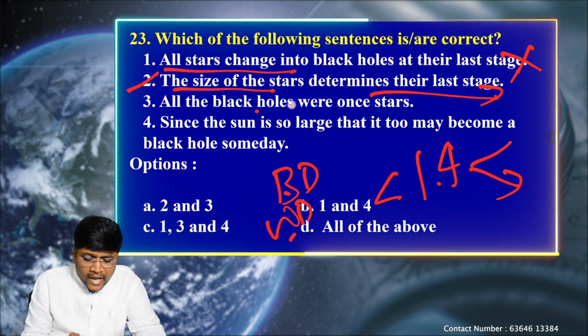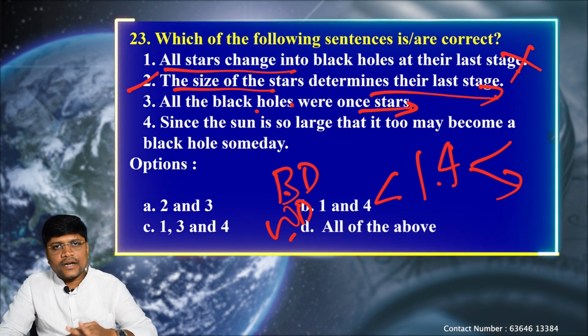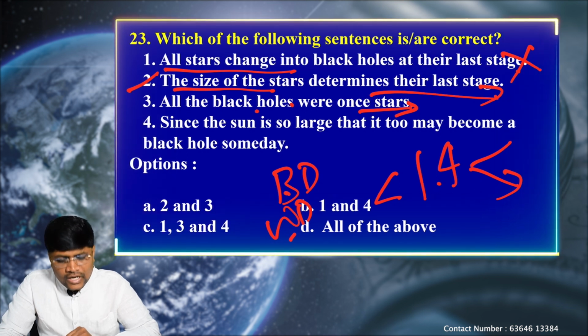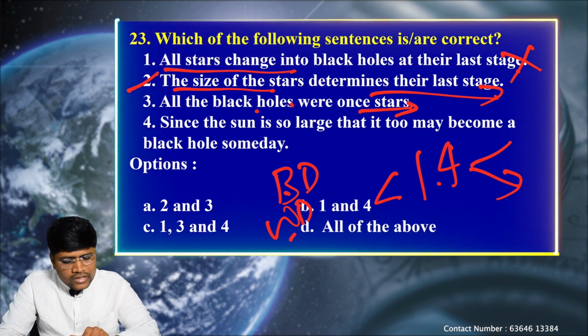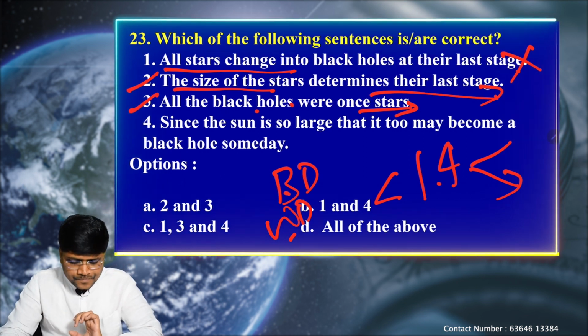Next, all the black holes were once stars. Certainly right. Only stars can turn into black holes. So all the stars will never turn into black holes, but all the black holes were once stars. This statement is also correct.